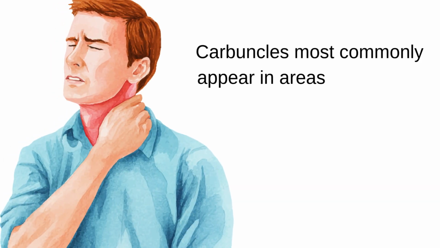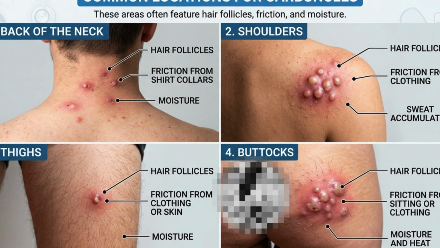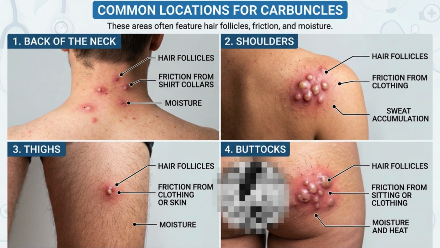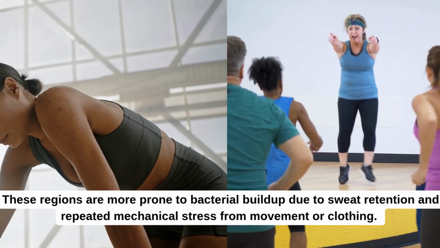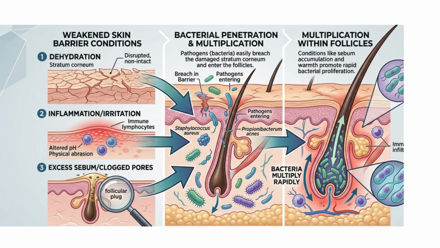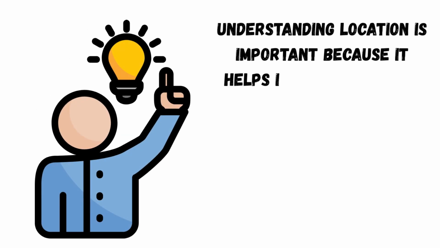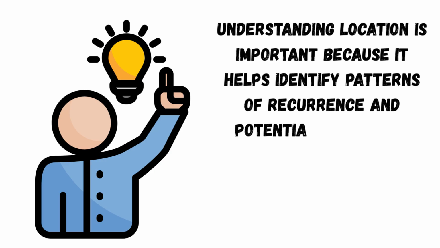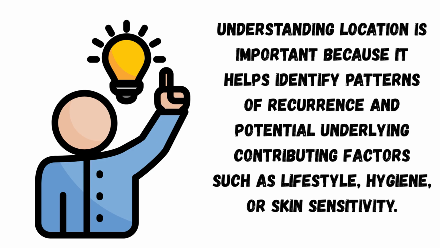Number 7, common locations and why they matter. Carbuncles most commonly appear in areas of the body where hair follicles, friction, and moisture are more prevalent. These include the back of the neck, shoulders, thighs, and buttocks. These regions are more prone to bacterial buildup due to sweat retention and repeated mechanical stress from movement or clothing. On a deeper level, these conditions create an environment where bacteria can more easily penetrate the skin barrier and multiply within follicles. Understanding location is important because it helps identify patterns of recurrence and potential underlying contributing factors such as lifestyle, hygiene, or skin sensitivity.